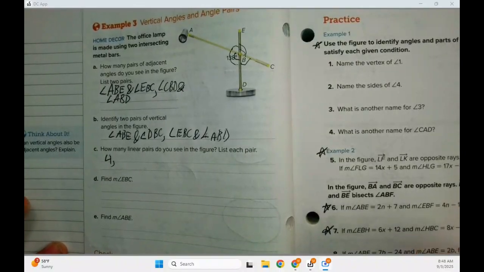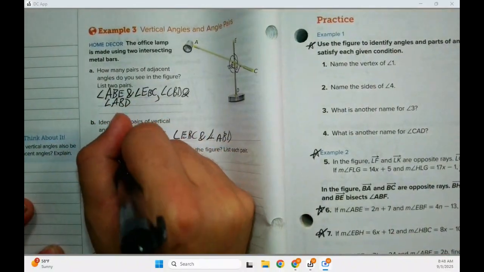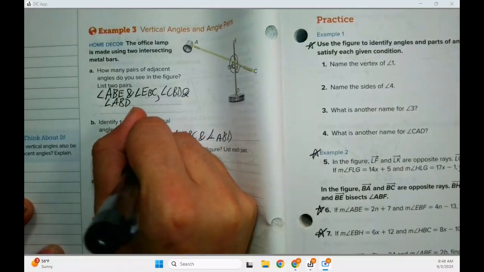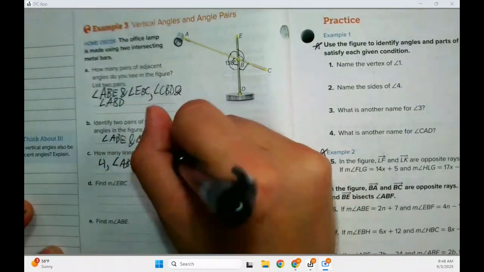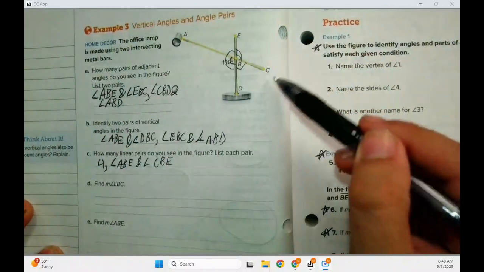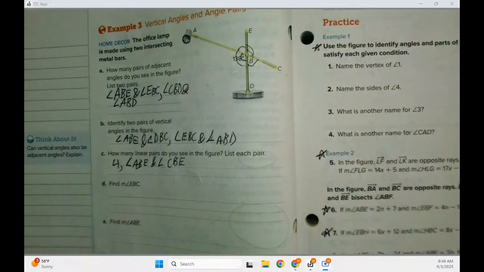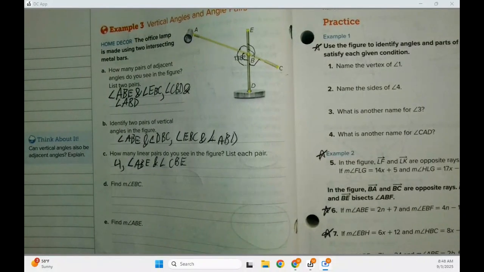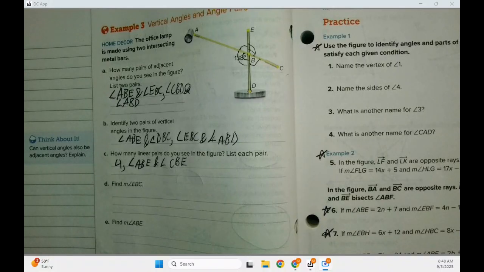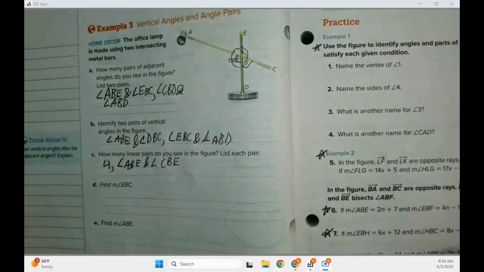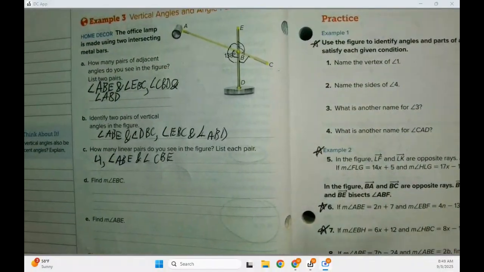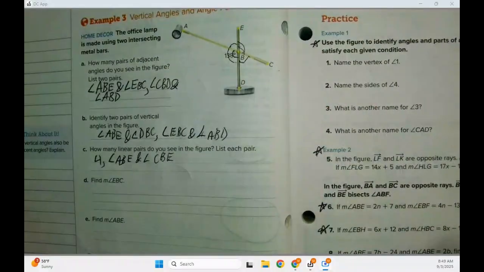We're not going to list all of them, but we could say like angle ABE and angle CBE, right? ABE, CBE. They're going to add up to 180 degrees when we add up their angle measurements. And you could probably go ahead and list all of them if you wanted to. But for the sake of time, we need to find the measurement of EBC. So find EBC. How many degrees is that?